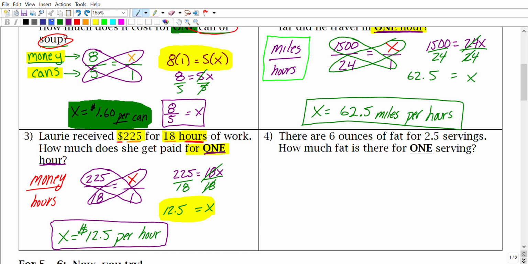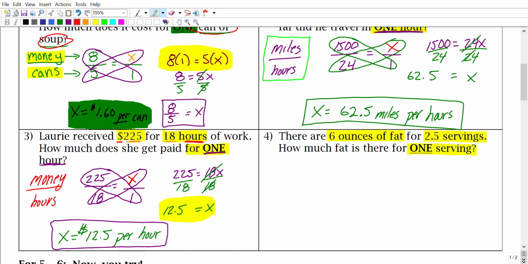All right, last one before you guys do some on your own. All right, there are 6 ounces. So again, right off the bat, let's highlight a few things. 6 ounces of fat per, actually, I'm going to highlight this whole thing. Ounces of fat per 2.5 serving. Okay, how much fat is in 1 serving?